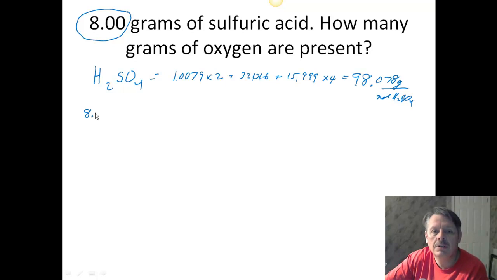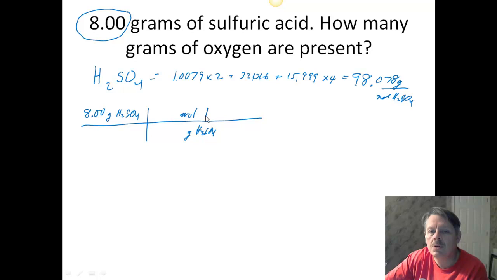All right, so that will allow us to figure out how many moles of H2SO4 we have. So if I start with 8.00 grams of H2SO4, and I convert from grams of H2SO4 to moles of H2SO4, and for every mole of H2SO4, I know that it weighs 98.078 grams, because I just figured that out. If I do that math, I come up with 0.0816 moles of H2SO4.